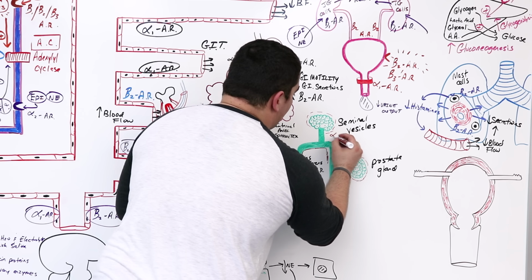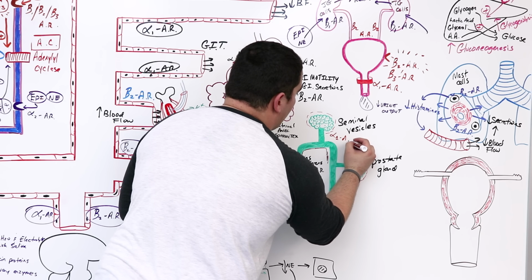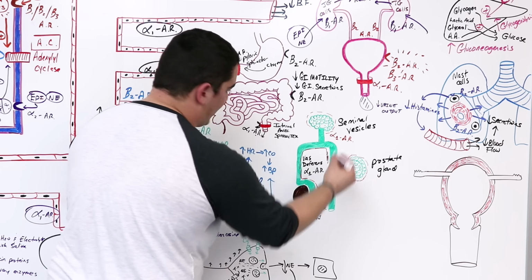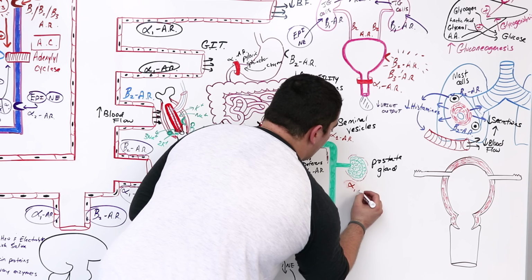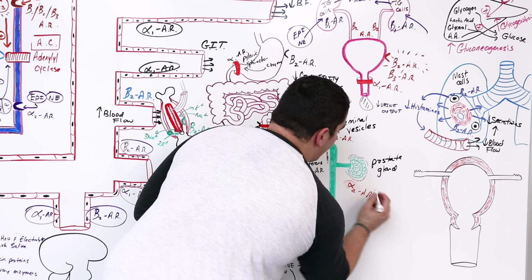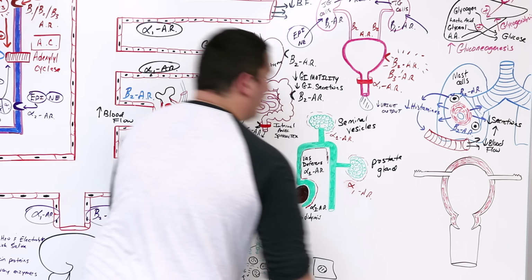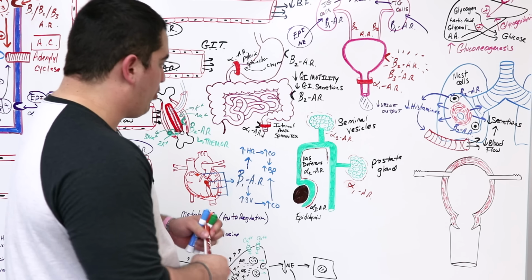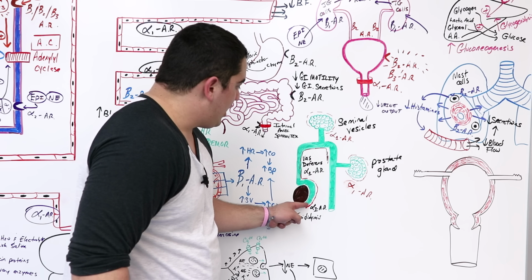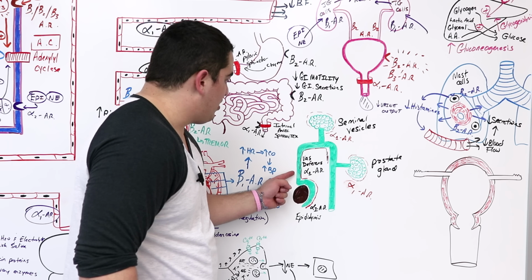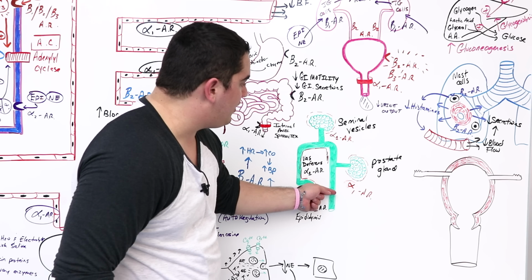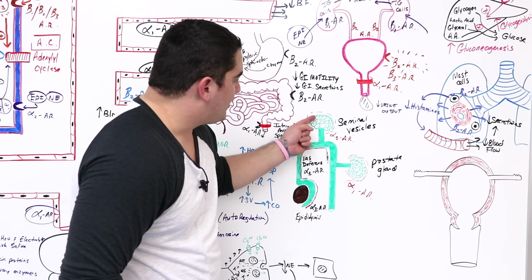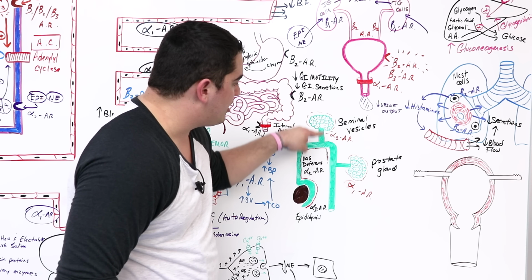So if that's the case, let's have alpha 1 adrenergic receptor, same thing. Alpha 1 adrenergic receptor. And again, what's the whole purpose of this? If this epididymis is contracting, it's pushing the sperm up into the vas deferens. If the vas deferens is contracting, it's pushing the sperm forward throughout the male reproductive tract. If the seminal vesicles are contracting, they're squeezing out the seminal fluid.